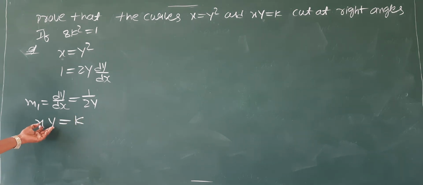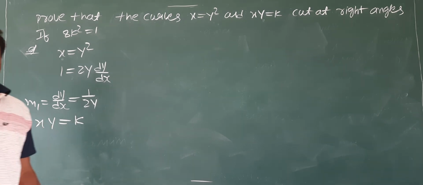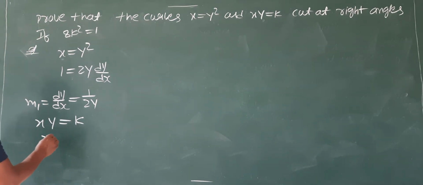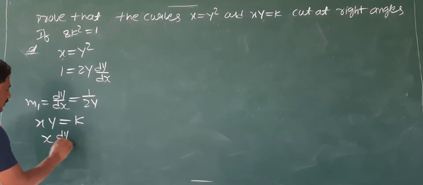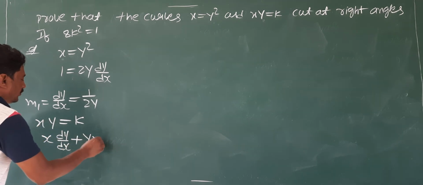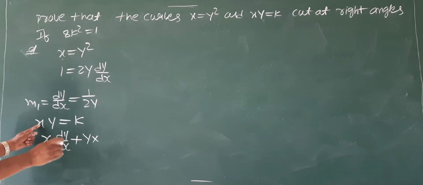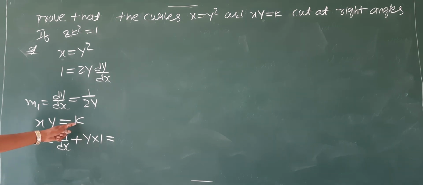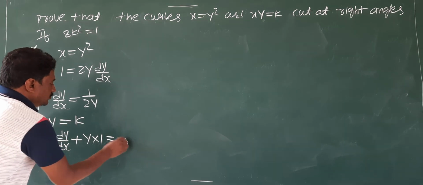Look at this, students. Here the functions are in product form, so you should apply UV rule. I keep that x as it is. Differentiation of y is dy by dx, plus x into differentiation of y is dy by dx, plus y into differentiation of x, which is 1, is equal to k. Differentiation of constant is 0.